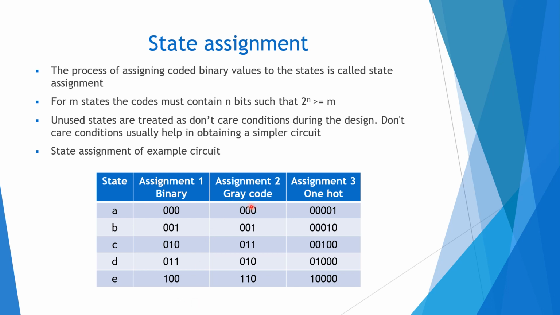We can also give gray code. That will be easy for the circuit design if we have a gray code assignment, and one hot assignment. That depends on the application. So for M states, the code must contain n bits, that is 2 raised to n, for the binary assignment. Unused states are treated as don't care conditions during the design. Don't care conditions usually help in obtaining a much simpler circuit.